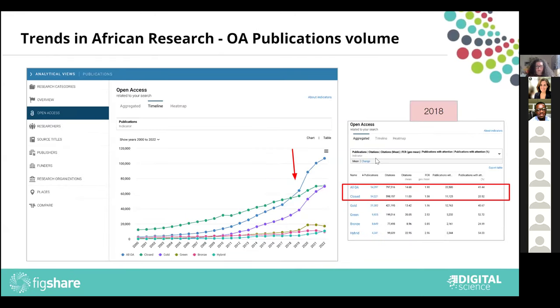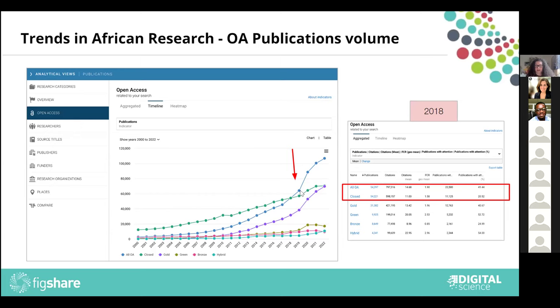So if we look at the acceleration of open science in Africa, it's very important to note that African researchers, and Mark has already mentioned that, are really involving themselves with open, even though there might be some regional differences between North and Sub-Saharan Africa. And here we can see, and the main point that I want to make is that from 2018, the blue line shows that all open access publications start surpassing the closed publications, and this keeps growing.